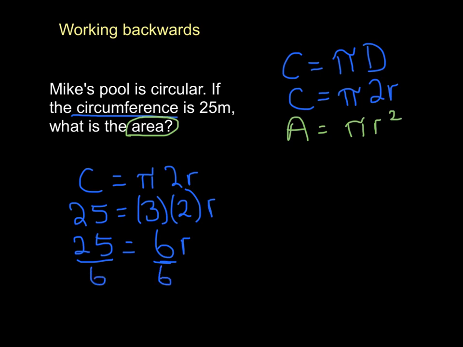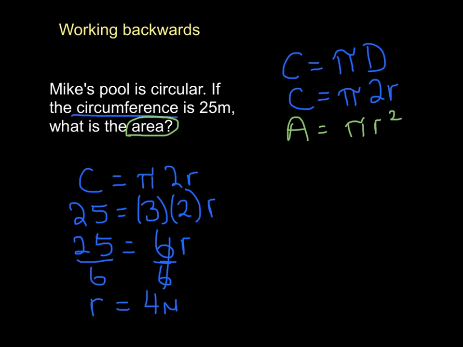And if we estimate what the answer is going to be, these cancel out. 25 divided by 6 is roughly 4. It's just a little bit over 4. But for this question, for the sake of simplicity, we'll just say r is equal to 4. And we look at our units and we see it's going to be 4 meters. So now we found out what the radius is using our circumference formula and working backwards.